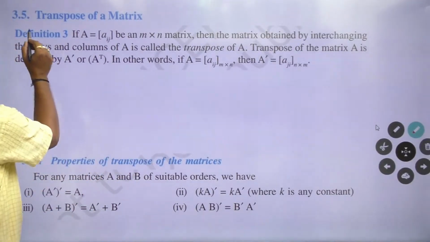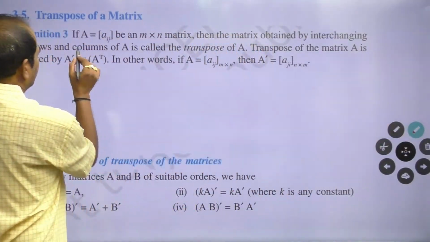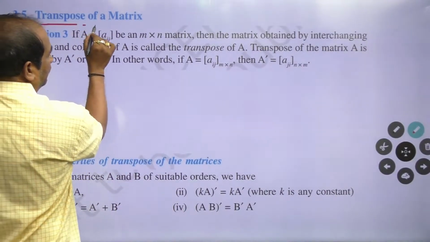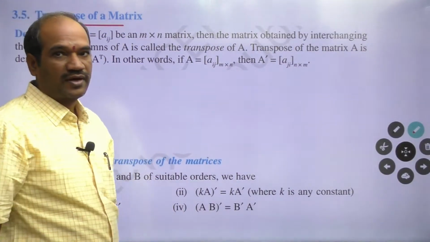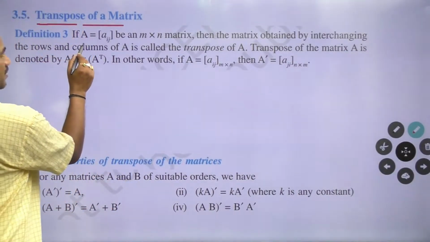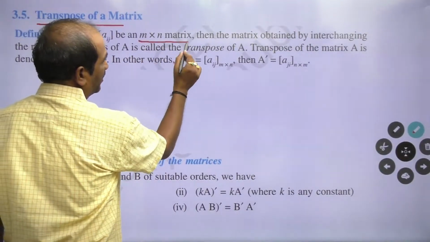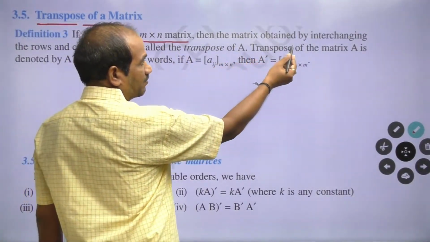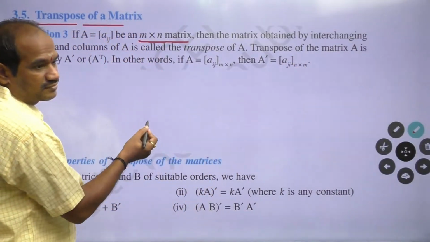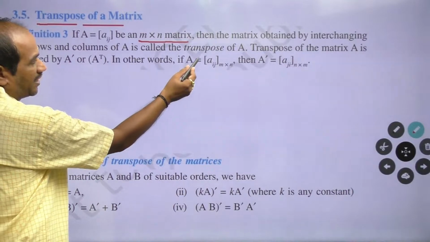Transpose of a matrix. In this definition, if A equals Aij is an m by n matrix, then the matrix obtained by interchanging the rows and columns of A is called the transpose of A.